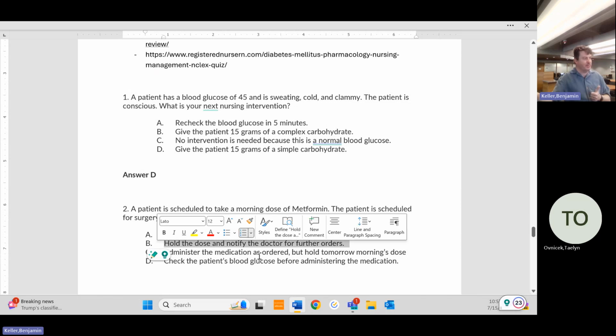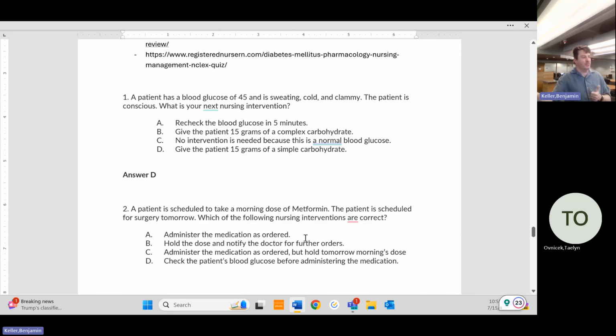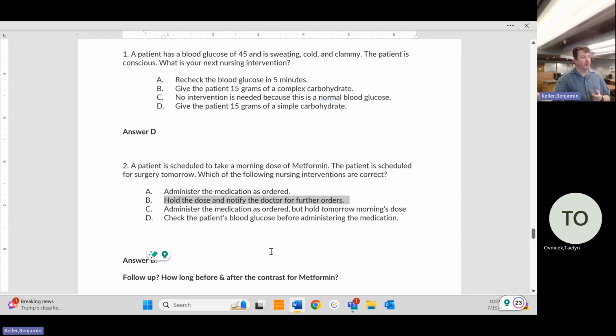is contrast. But let's say there's no contrast for the future, or maybe they're just getting like a knee replacement and there's no contrast in that. Well, great. Then we can probably go ahead and give it, but we want to hold the dose and we want to notify the doctor.